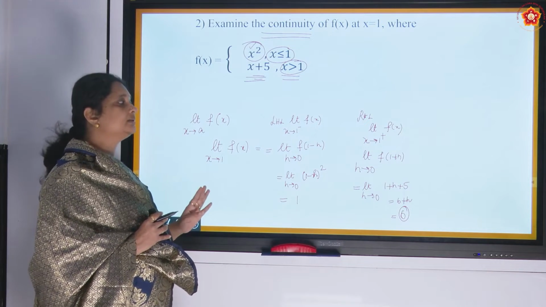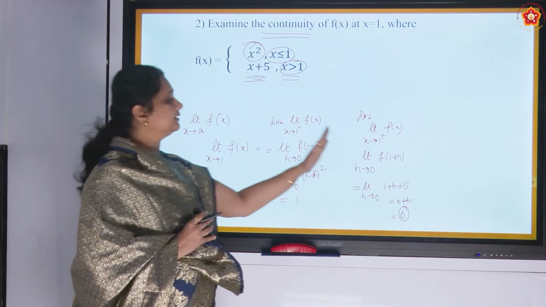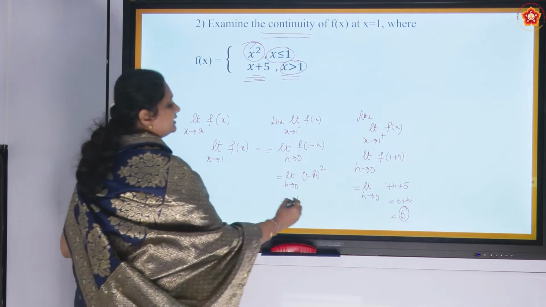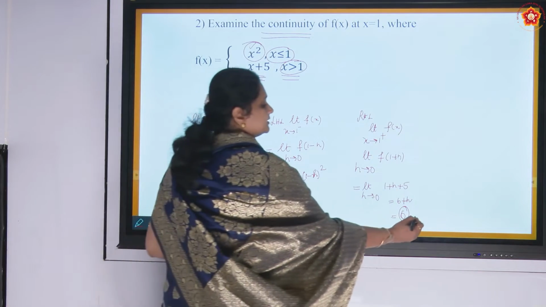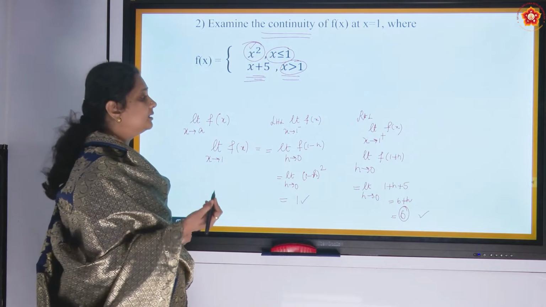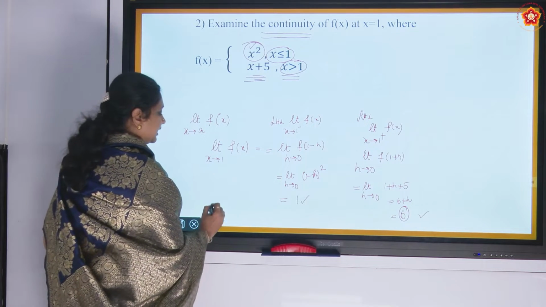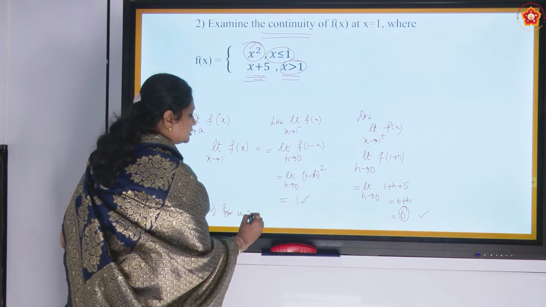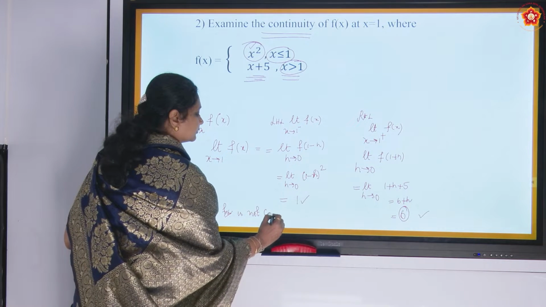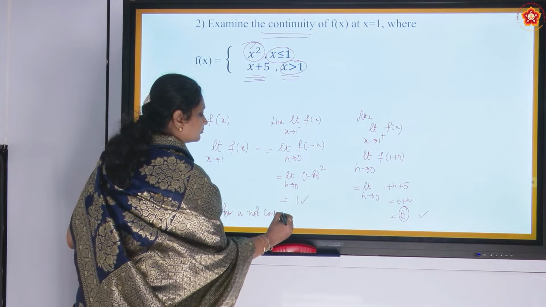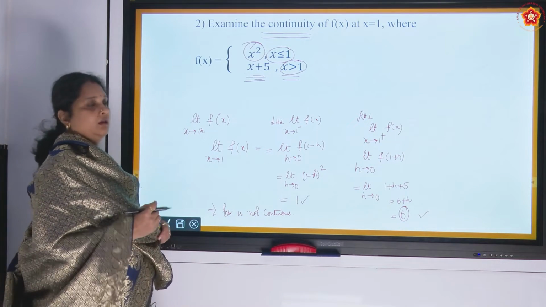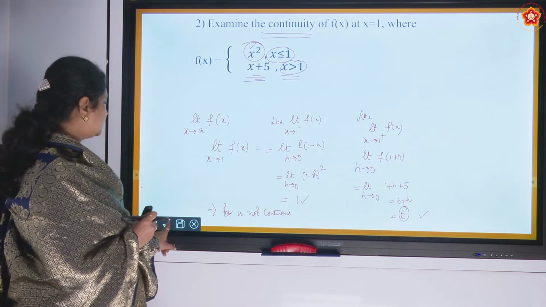But here the first criteria of the limit itself is not existing because the left hand limit is 1 wherein the right hand limit is 6. So here the limit does not exist, which implies the function is not continuous. Let's move on to the next question.